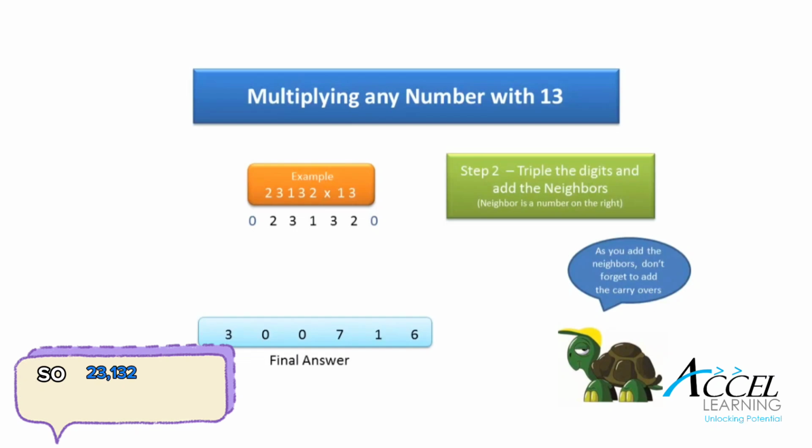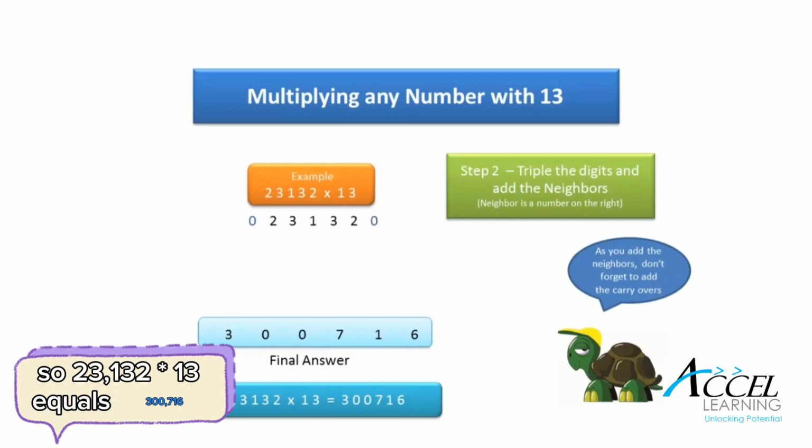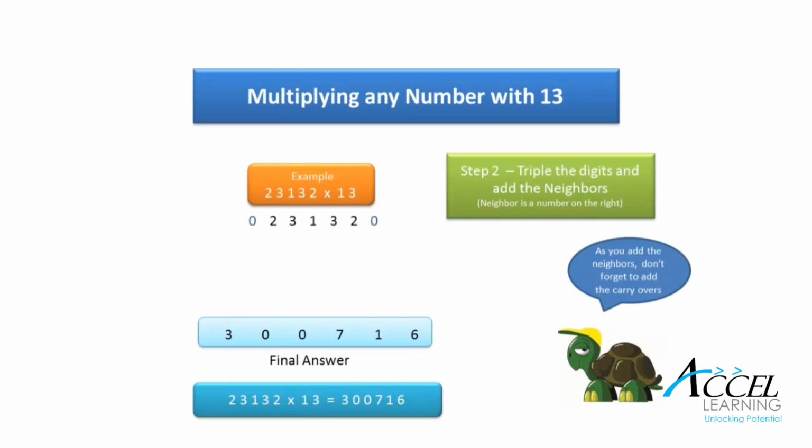So 23,132 times 13 equals 300,716. See how easy that was?